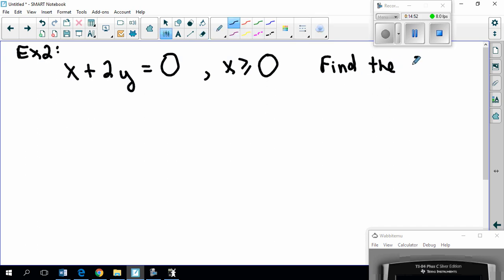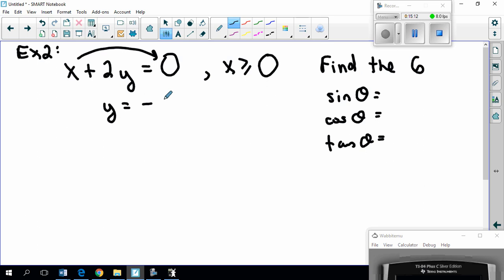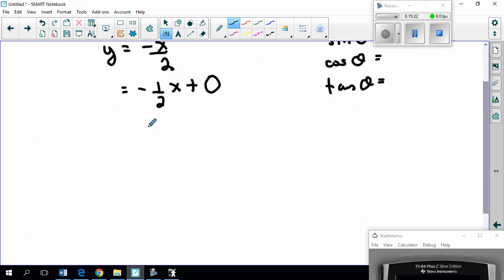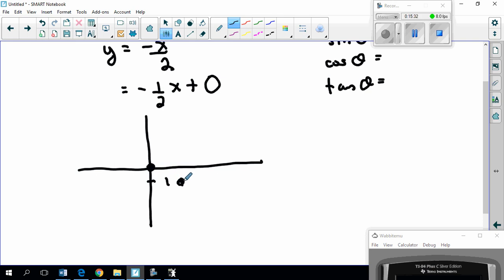The 6. And they want you to answer sine theta, cosine theta, tangent theta, and then the 3 reciprocals. I don't want to do that right now. It's the question that's weird. Because I know you can isolate y, so y equals negative x divided by 2, which really is negative 1/2 x plus 0. It's the equation of a line that has y-intercept 0, and you go down 1 over 2, up 1 over 2, and you're wondering what angle they're talking about.